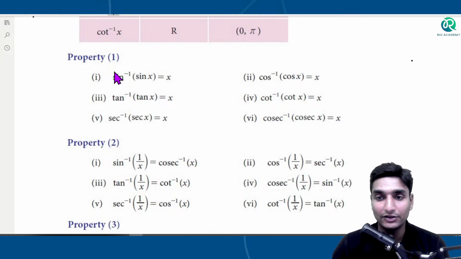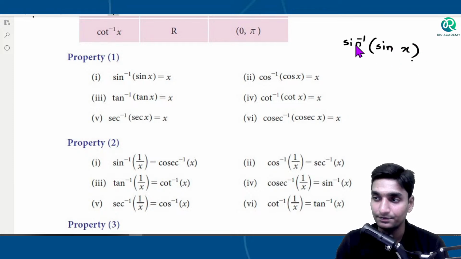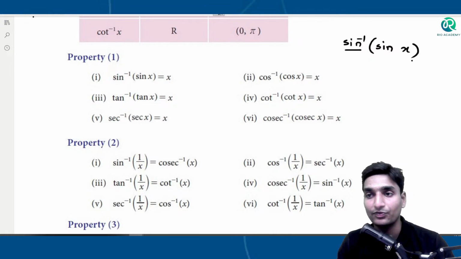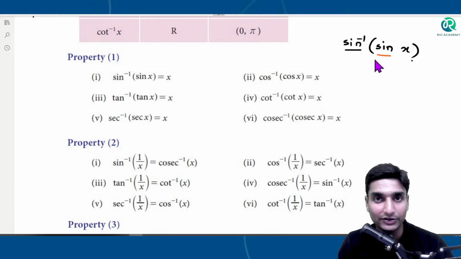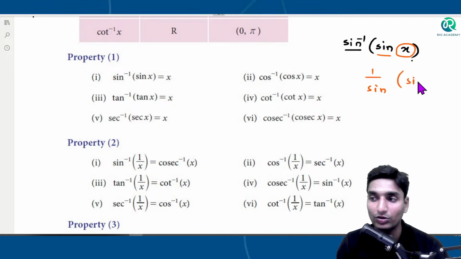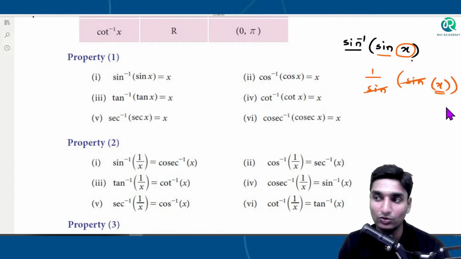See here guys, the first property is suggesting the inverse of a normal function, say sine inverse. This sign here is highlighting the inverse value, right? And the second sign here is highlighting the normal function. So whenever an inverse function and a normal function are faced to each other, only the value will remain. Sine inverse of sine of x: sine and sine will both get cancelled out and the only thing remaining is x.